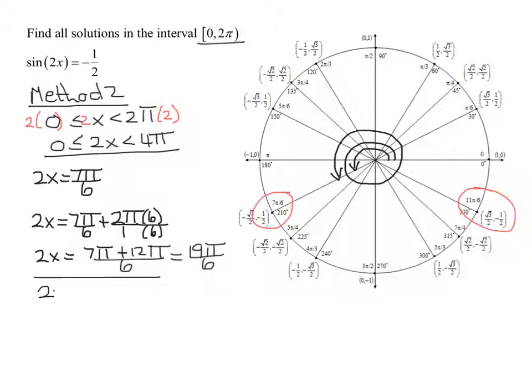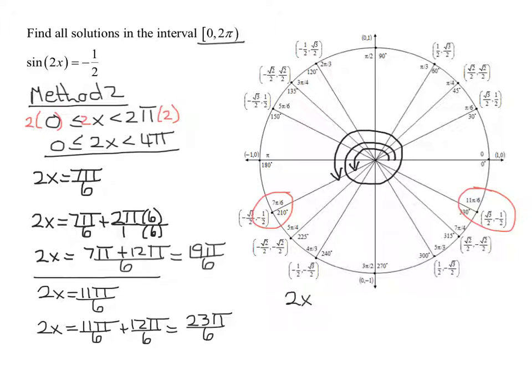Now I need to repeat it for this angle here. So for the second one, I get 2x equals 11 pi over 6. And then its coterminal angle is going to be 11 pi over 6 plus 2 pi, which is 12 pi over 6. So that's going to give me 23 pi over 6. So now we know that 2x can equal 7 pi over 6, 19 pi over 6, 11 pi over 6, and 23 pi over 6.